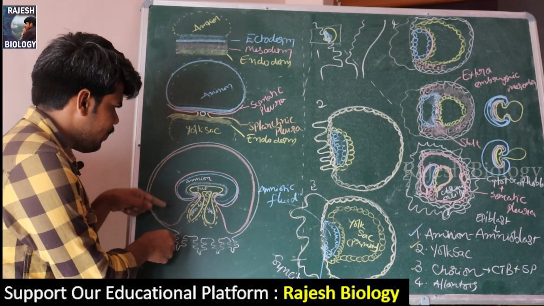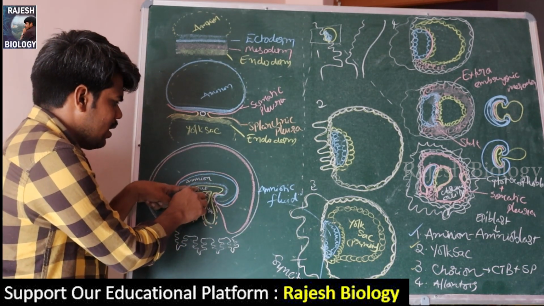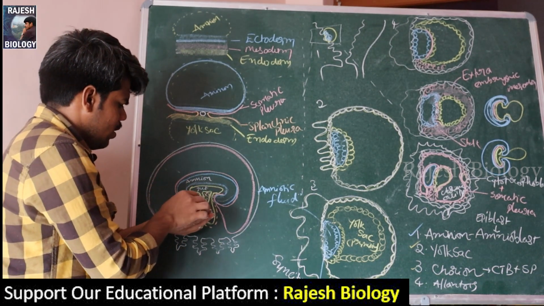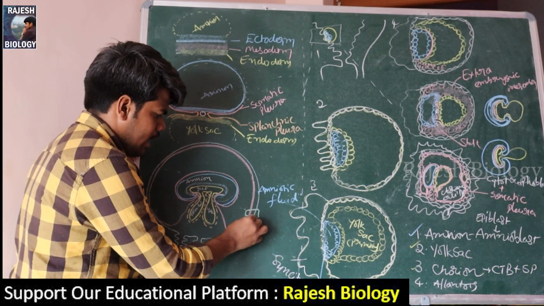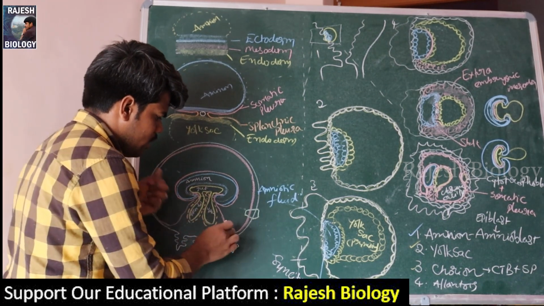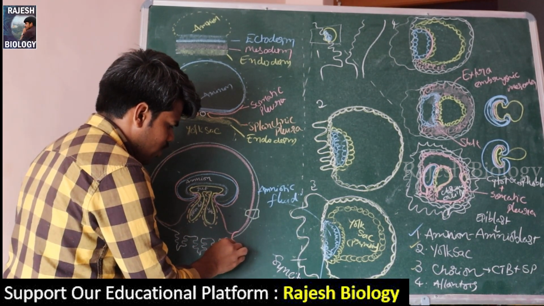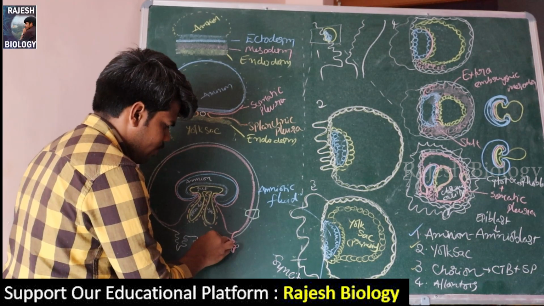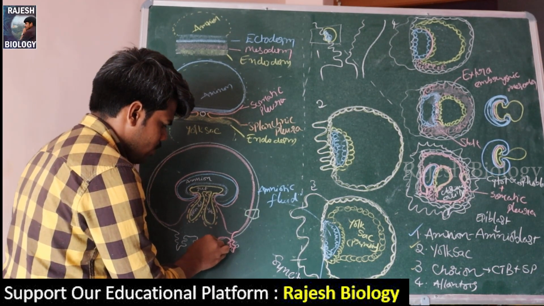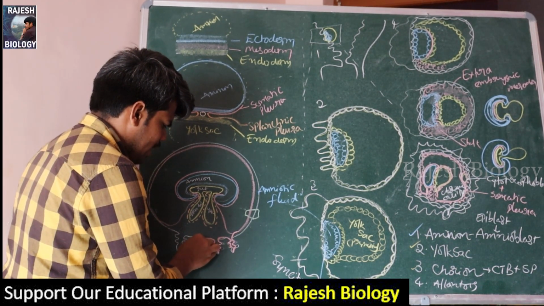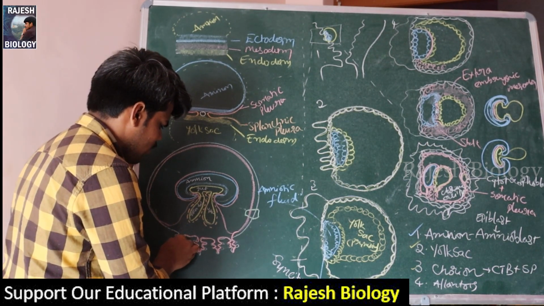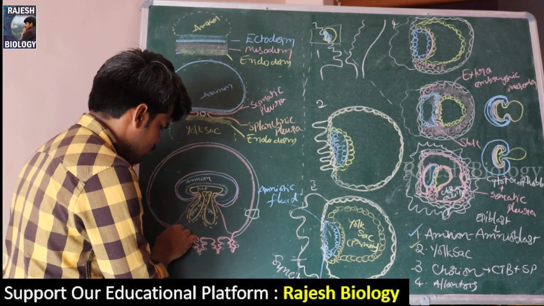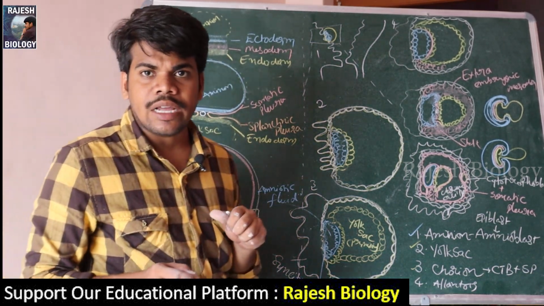If you observe here, this is the amnion, this is the gut. Here these two layers become the chorion, and these two layers together form this type of villi. The villi participate in the formation of the placenta. That's why it is called the chorionic placenta.